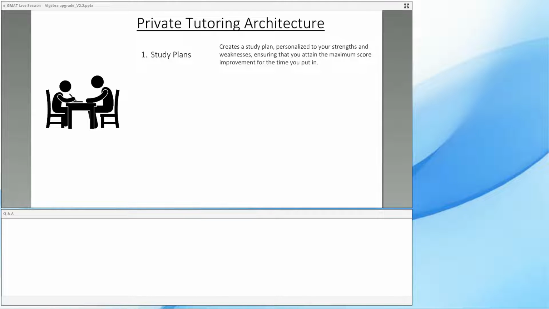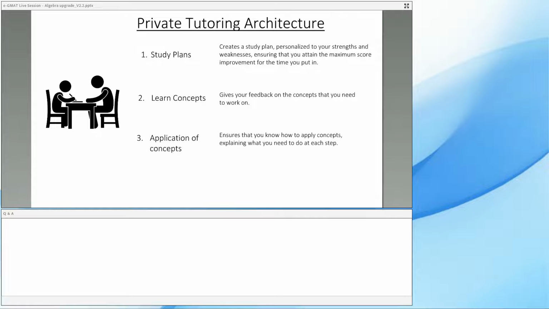A good private tutor would work with you. He'd tell you why a certain study plan makes sense for you based on what your starting point is and what your strengths are. Then a good private tutor would teach you concepts, and as he or she is teaching you concepts, a good private tutor would also tell you how to apply those concepts and evaluate your ability to apply those concepts.